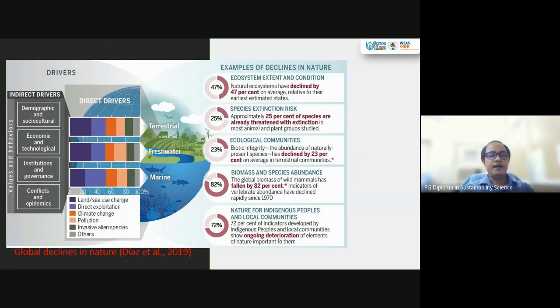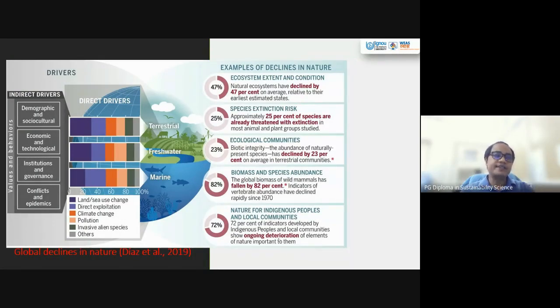And here, this global decline in nature, how it is declining. My point, why I'm bringing all these in this table, which is published by different authorities, is that as students of sustainability science, we have to understand the indirect drivers. Most of the time we talk about the direct drivers, and we need to understand in a holistic way what the indirect drivers are, how they are directly related to direct drivers, what their consequences are, and how nature is declining.